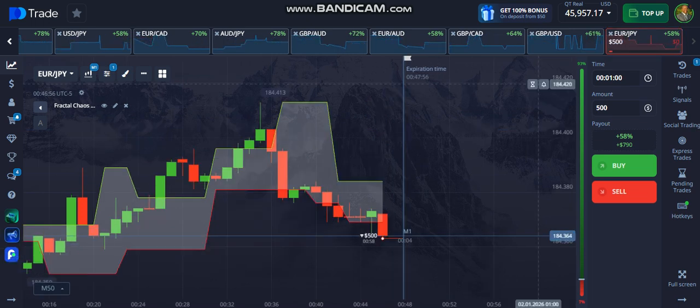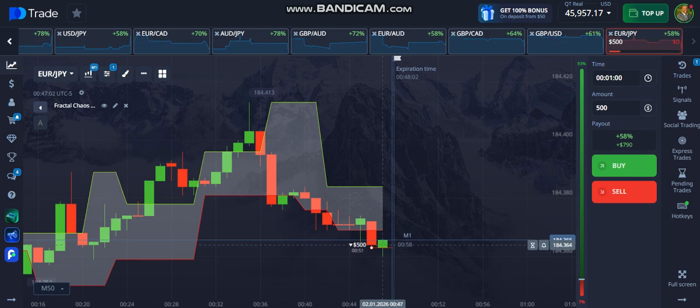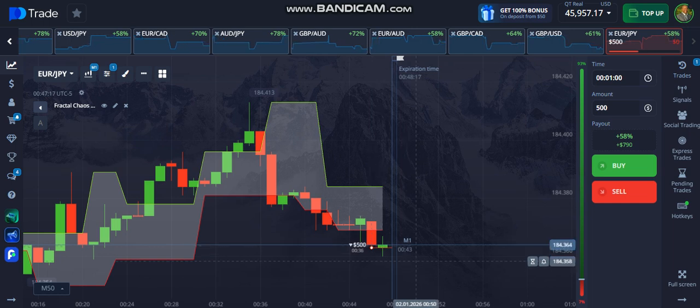Okay, so I'm on the Euro Japanese yen currency pair, and I just took a sell trade or a put trade. The reason why I took the trade is because the previous red candle closed below the fractal chaos band boundary here. And so this suggests that there's going to be a bearish breakout to the downside. So let's monitor this trade and wait for the expiry here.